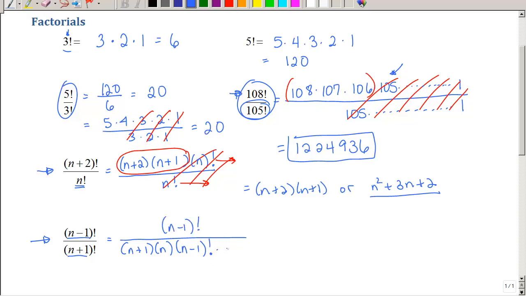And I say factorial because remember that just keeps going. That keeps going, but I can stop because those would be the same. There would be a 1 left in the numerator. So I'd have 1 over n squared plus n. Pretty easy, but it might not be something you've ever done before, and you will have to do that in future classes.